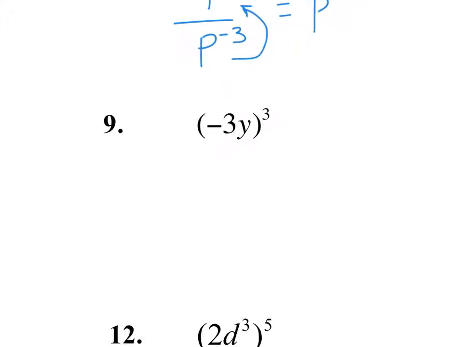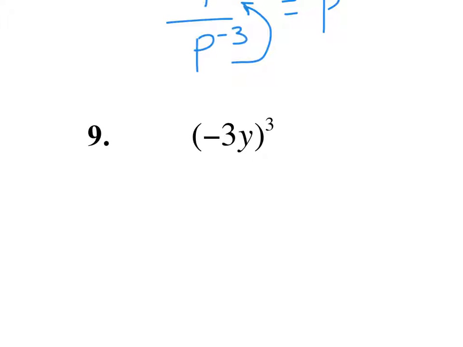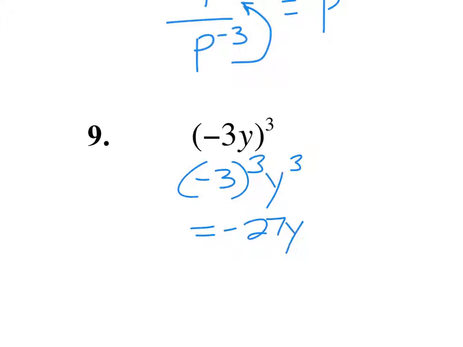All right, number 9. Once again, the negative 3 and the y are separate things. They're not together. Everybody's going to get raised to the 3rd power, including the negative 3 and the y separately. You can do it on your calculator. If you're going to do negatives with exponents, you need to put them in parentheses. In this case, it wouldn't matter, but usually you do. So negative 3 to the 3rd is negative 27 y cubed.